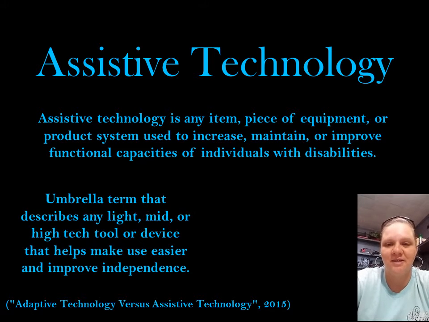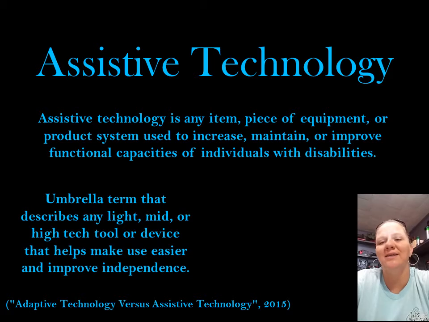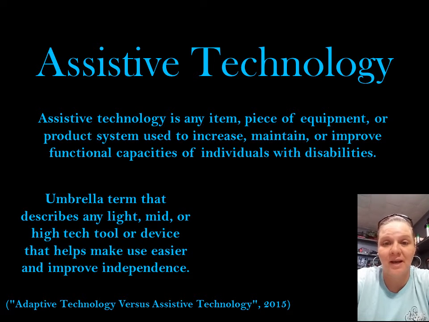Assistive technology is more of an umbrella term to cover many light, mid, or high-tech devices that help improve or make someone's life more independent and give them a sense of being normal and belonging here just like everyone else. Whereas adaptive technology is more specific on what devices you use, where they come from, their purpose, and there are set devices for set disabilities.